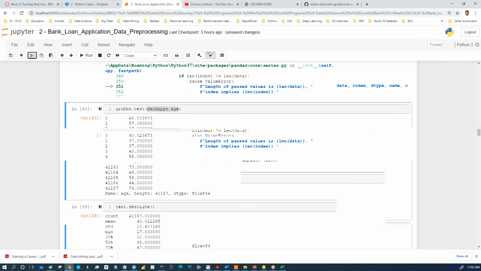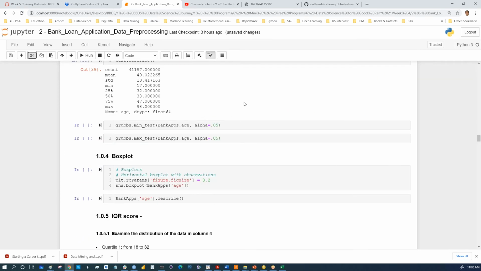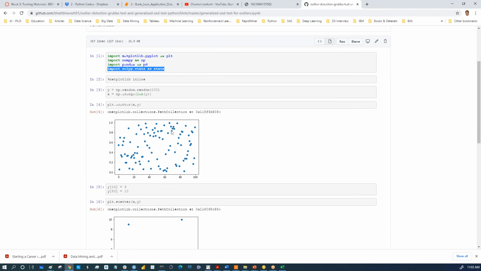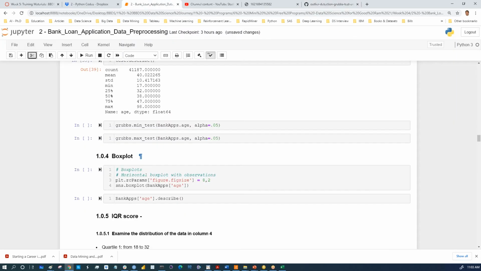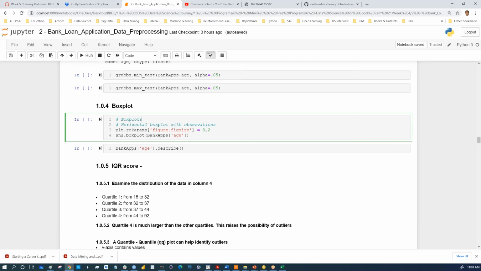Okay, so yes, graph test. Graph test is one method to simply help us detect if there is an outlier. And as I said, an outlier could be an anomaly, it could be a typo, it could be a real value. And the easiest way to determine outliers is simply to use a scatter plot, or a box plot, a visualization in general. So let's take a look.